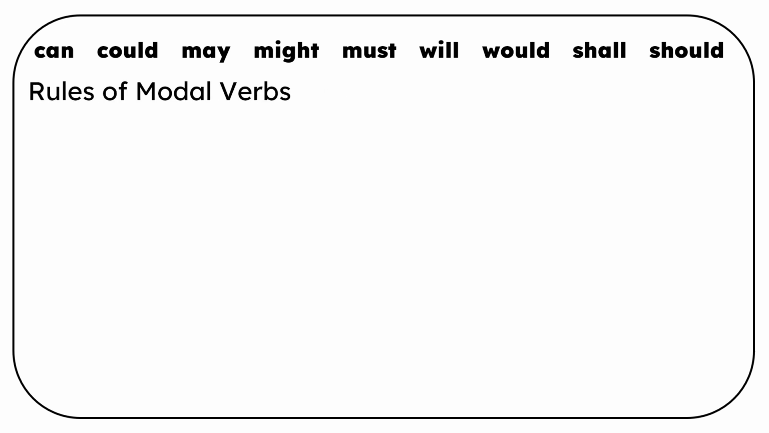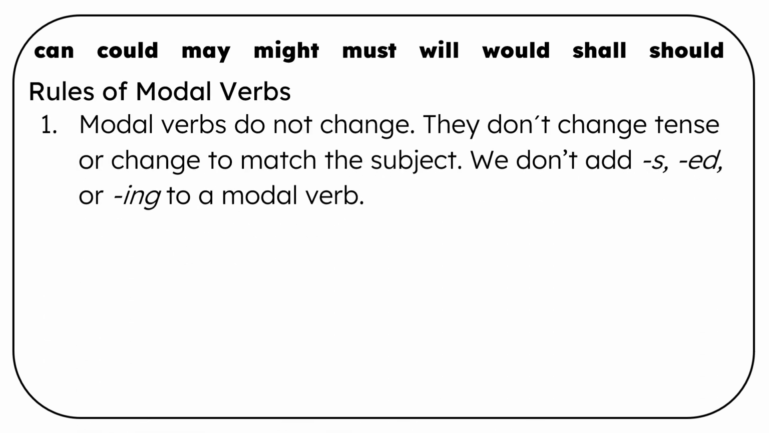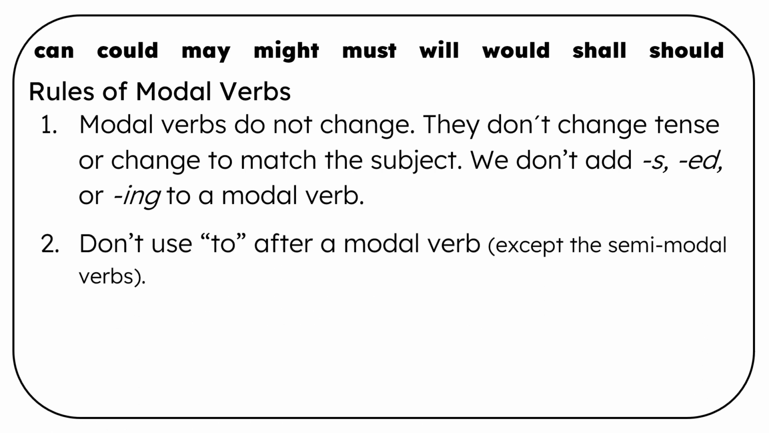There are rules for modal verbs. First, modal verbs do not change. They don't change tense or change to match the subject. We don't add s, ed, or ing to a modal verb. For instance, we don't say coulded or coulds, mighted or mighting. We keep them the way they are.